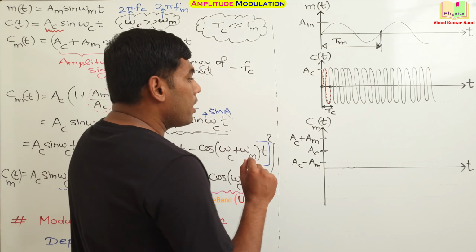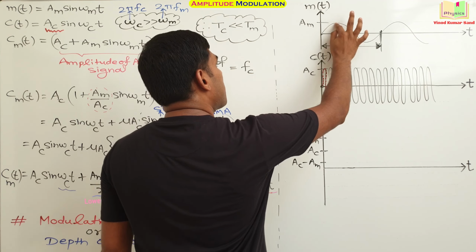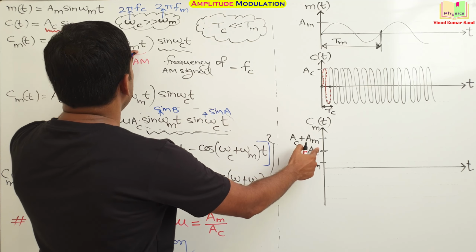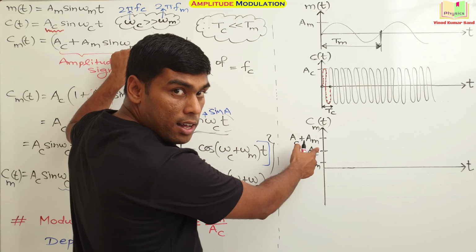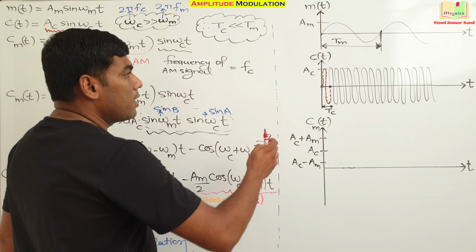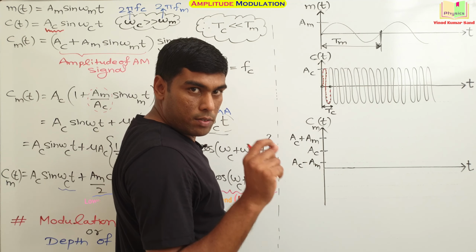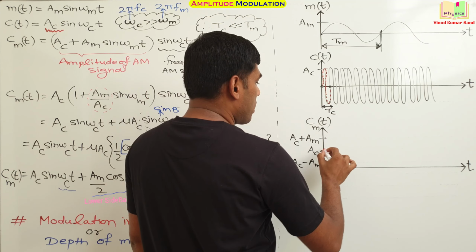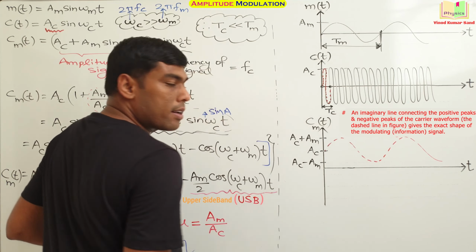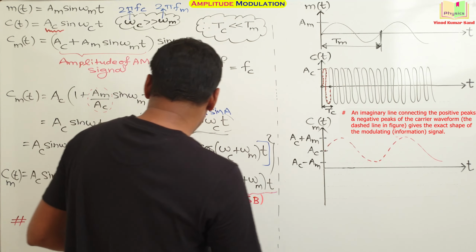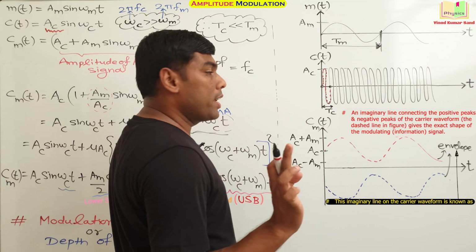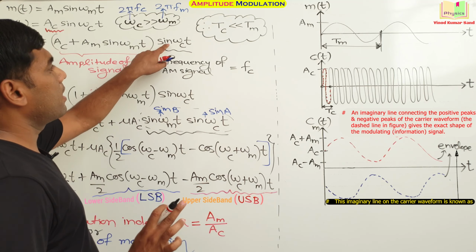Got it? Now, we have to plot the message signal again, because with the AC we have added up the message signal AM sine omega mt. Clear? And I am going to plot the message signal dotted. I'll explain why we are doing this. So starting from AC, I'll plot the message signal. We have to take up the mirror image of this. So that I am doing with the blue marker. In this envelope, we have to fill up the carrier signal.